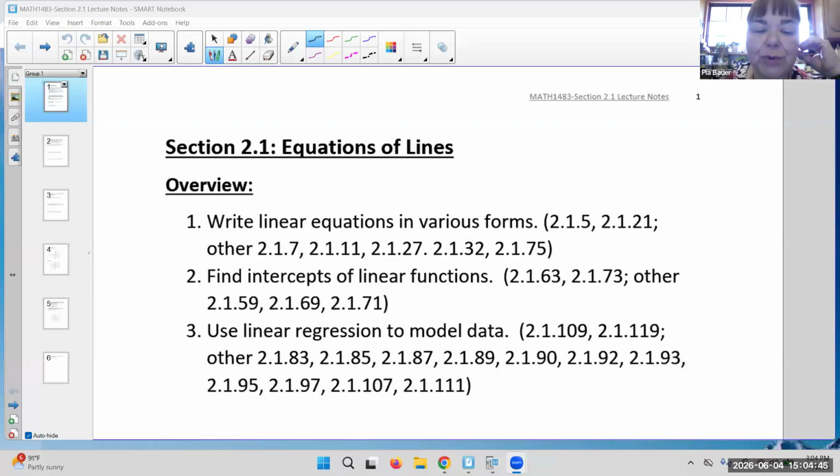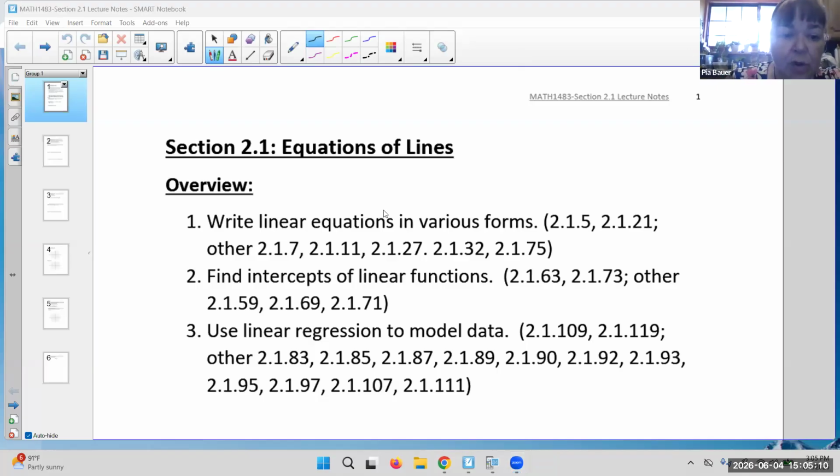Hello, in this video, we're going to study how to write linear equations in different forms, and how to find the intercepts of linear functions. We've done that graphically, but now we're going to do it from an equation perspective. That makes things a little bit more difficult because it relies on more algebraic skills.